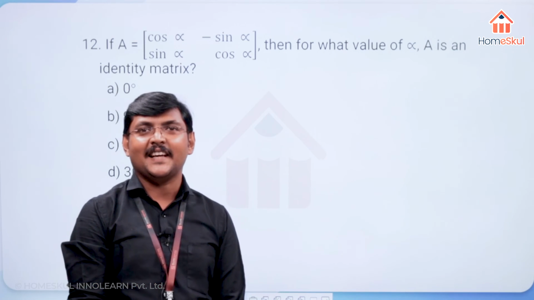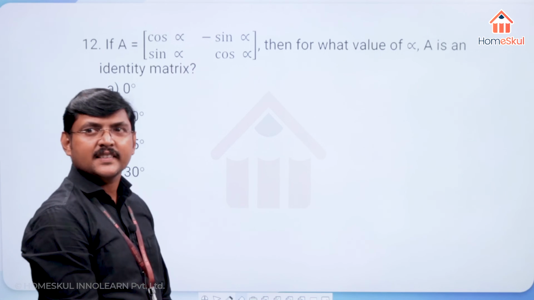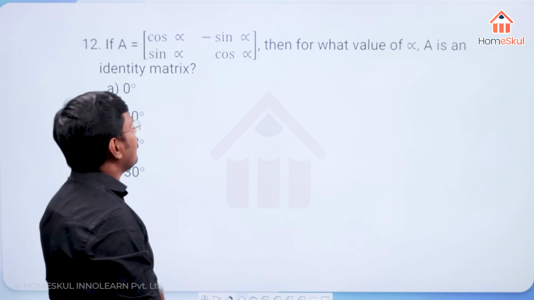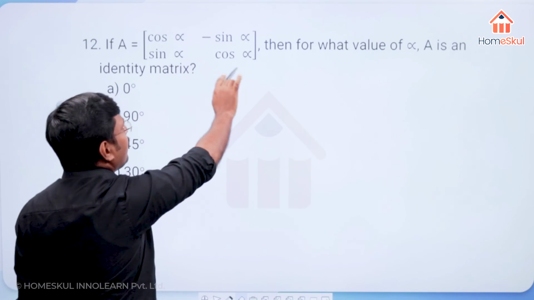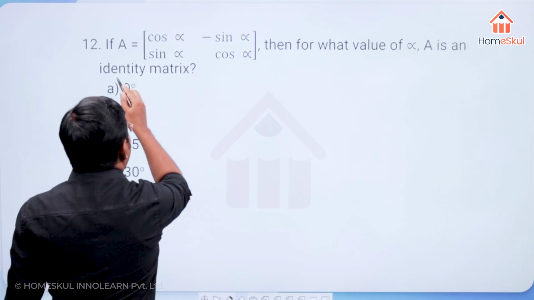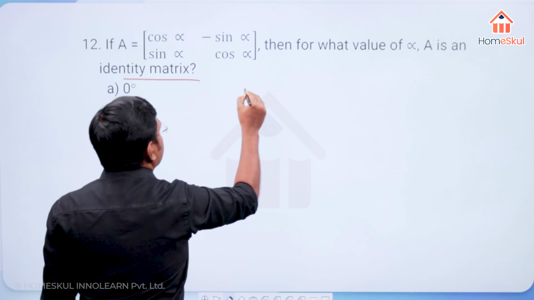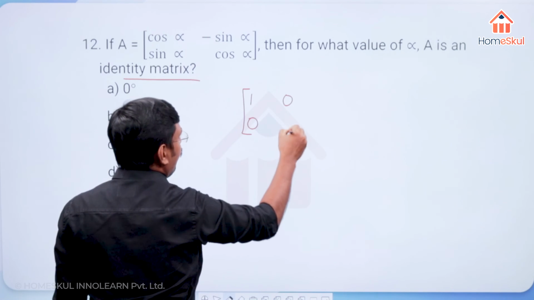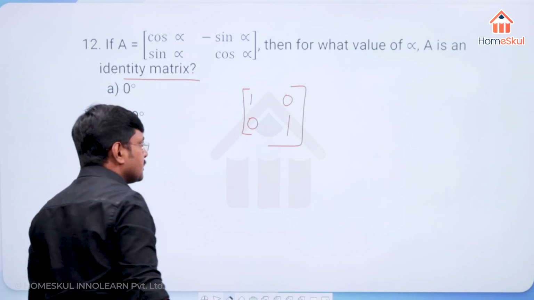Okay, listen, I will explain. I think it is correct, Navin. Let me solve. Listen carefully. If A is equal to cos alpha, minus sin alpha, sin alpha, cos alpha, then for what value of alpha A is an identity matrix? We know that an identity matrix, if it is a 2 by 2, looks like 1 0 0 1. This is an identity matrix, correct?